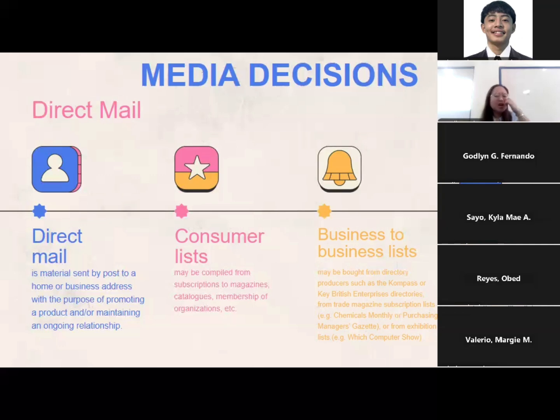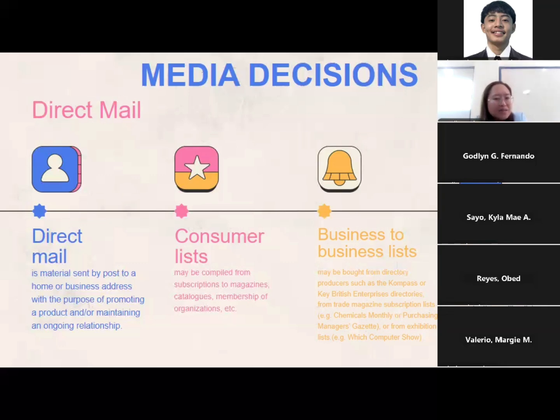Another is consumer list. One of the best examples is HarperCollins, which might purchase consumer lists from magazine subscriptions or online purchases to promote new book releases. For instance, they will be targeting readers who subscribe to literary magazines or buy books online.